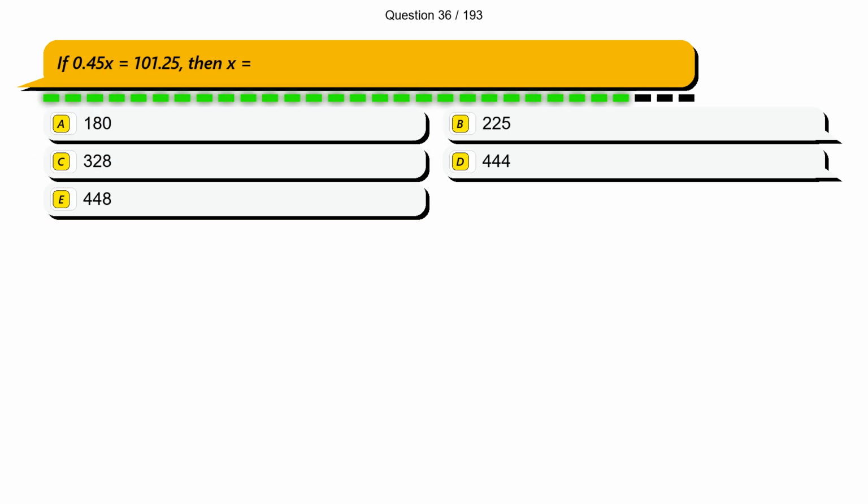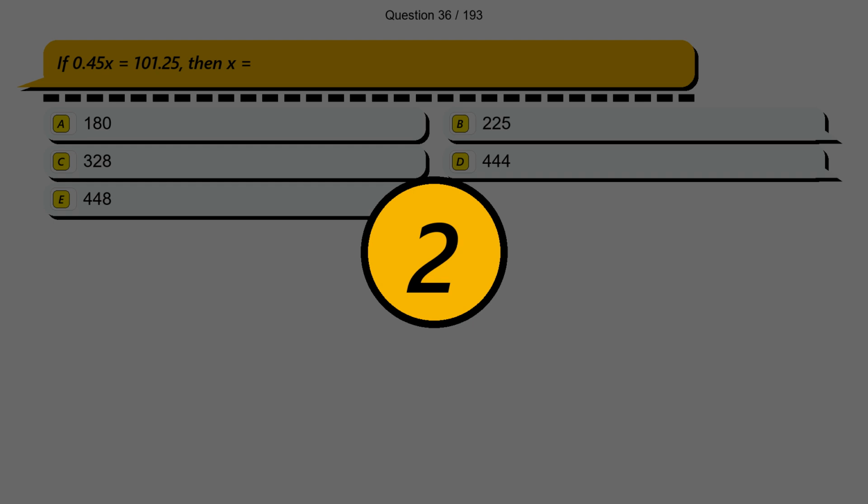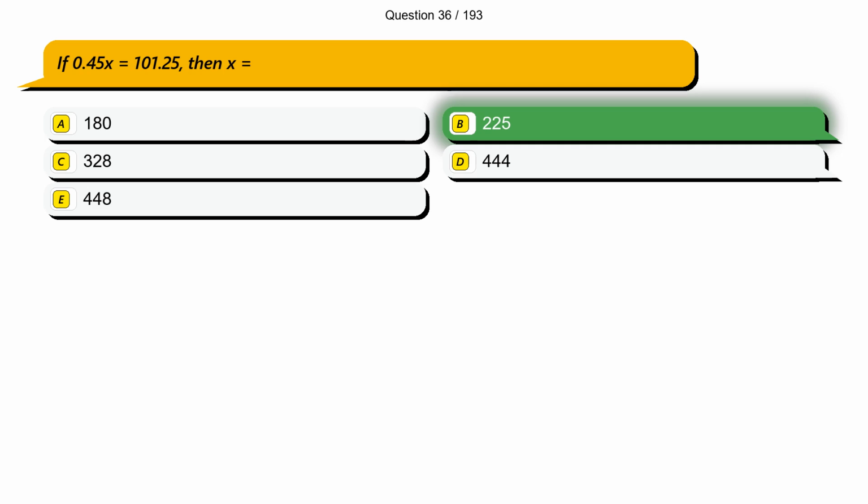If 0.45x equals 101.25, then x equals option A, 180, option B, 225, option C, 328, option D, 444, option E, 448. The correct answer is option B, 225.